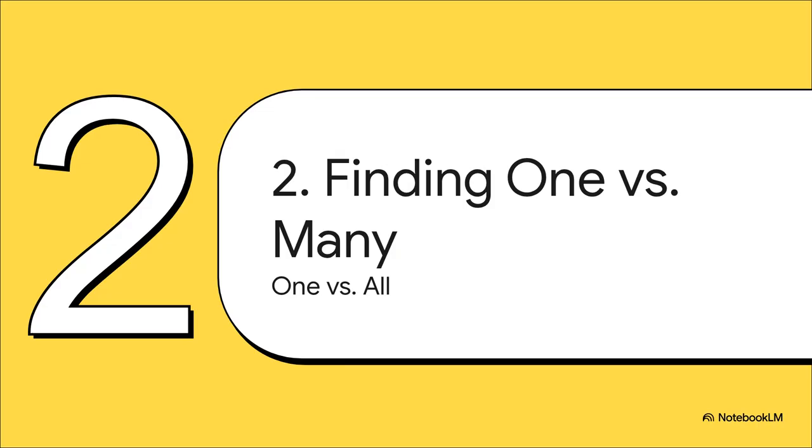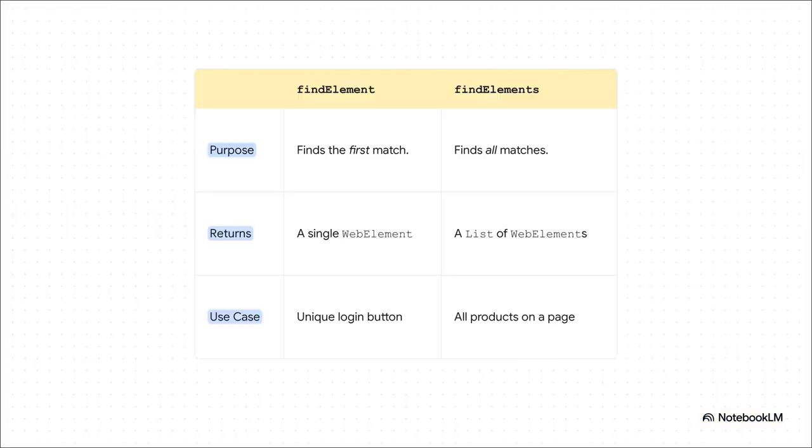So we know what we're looking for, these web elements. But what about the how? How do we actually tell Selenium, hey, go find that thing? Well, Selenium gives us 2 main tools for the job, and which one you pick comes down to a really simple question. Do you need to find just one thing or a whole bunch of them? And here they are, find element and find elements. The difference, you guessed it, is right there in the name.